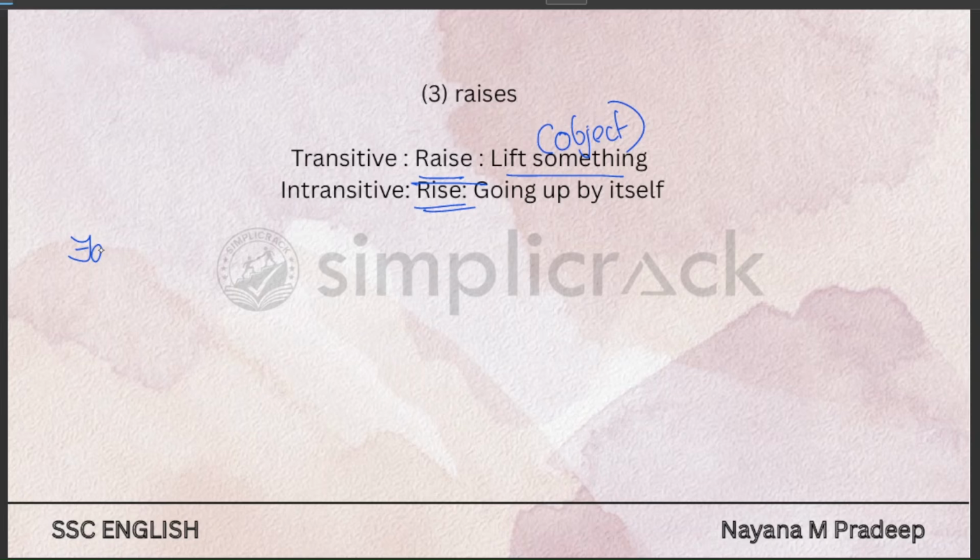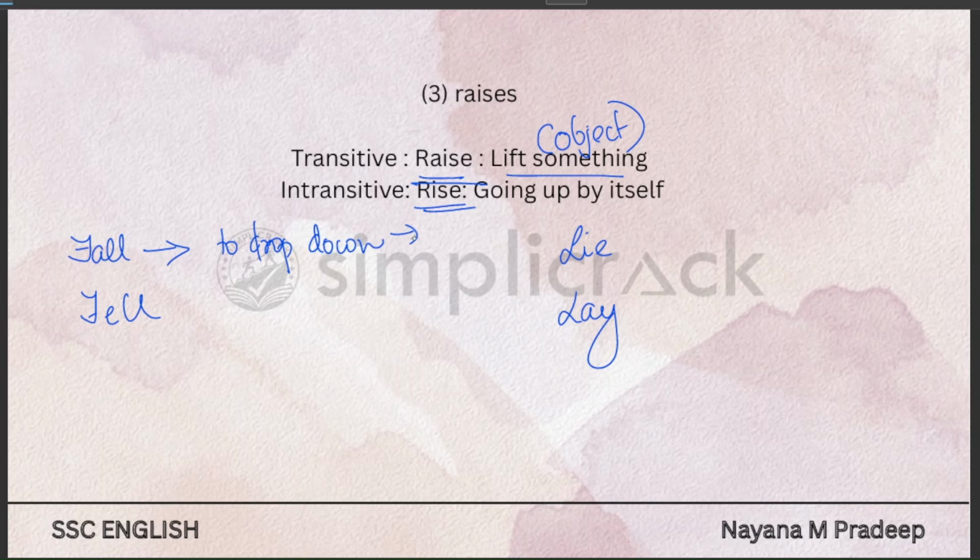Similarly, you have fall and fell, and lie and lay. Fall means to drop down naturally. There is no object, so it is an intransitive verb. Now fell means to cut trees, to cut something down. Here you are cutting something, so it requires an object. So it is a transitive verb.